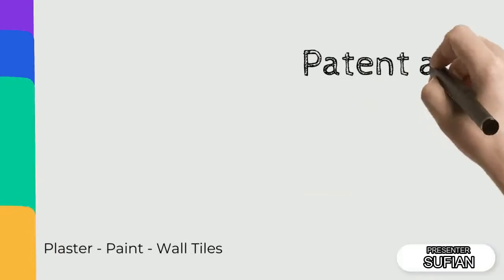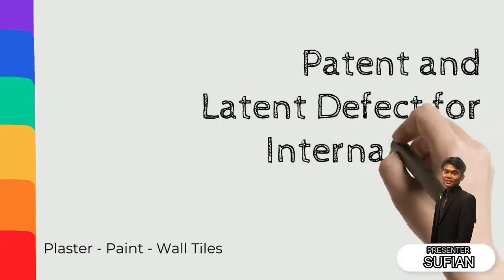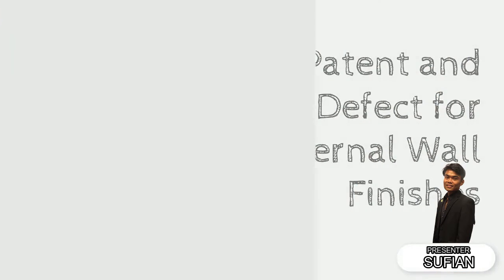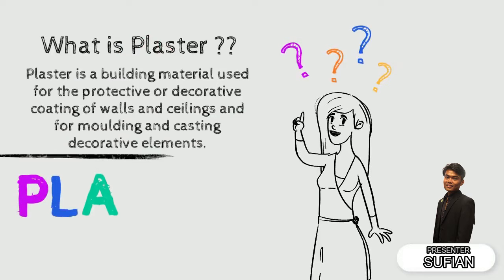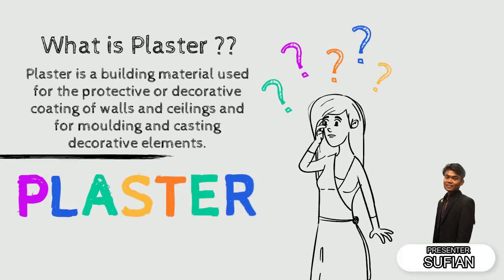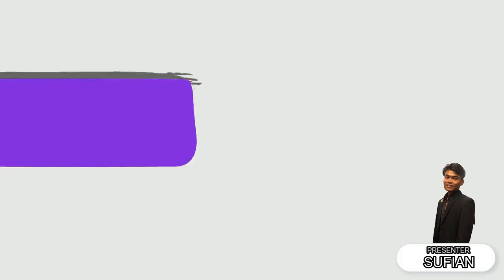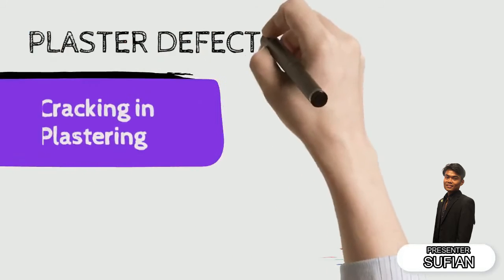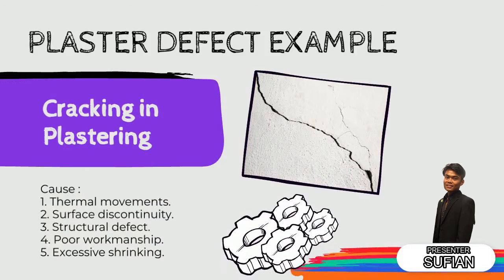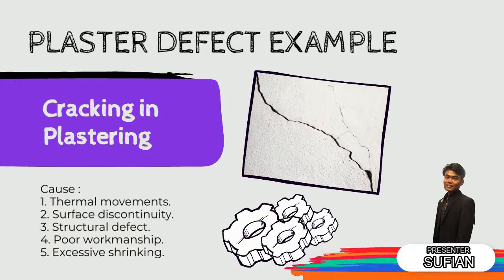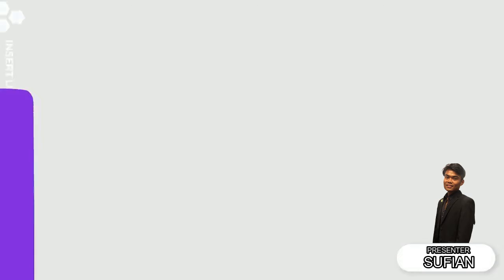Next is pattern and latent defect for internal wall plaster, paint, and wall tiles. Plaster is a building material used for protecting and decorating. Cracking in plastering is an example of plaster defects. The causes of cracking in plastering are thermal movement, surface discontinuity, structural defects, poor workmanship, and excessive shrinking.